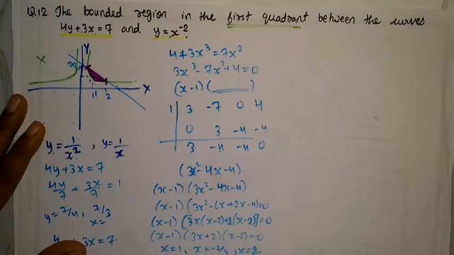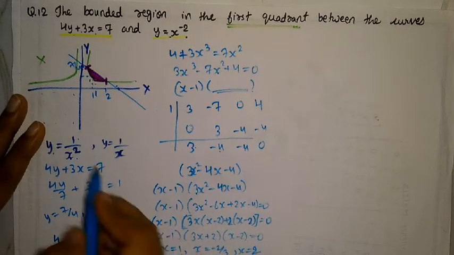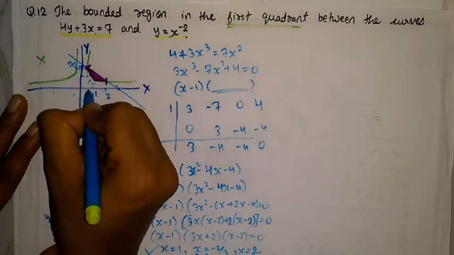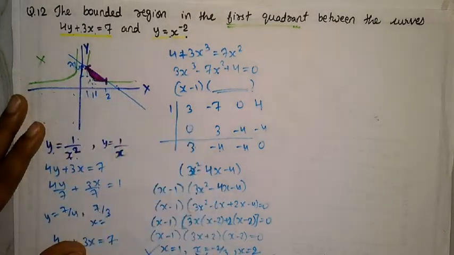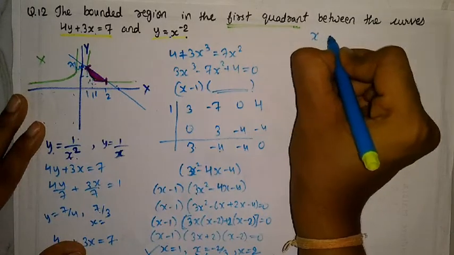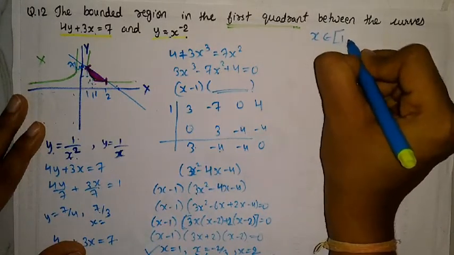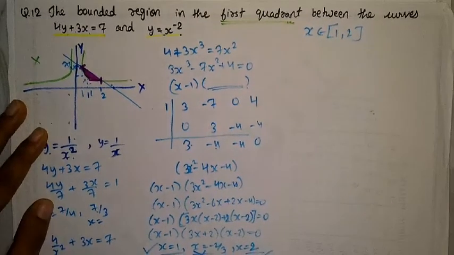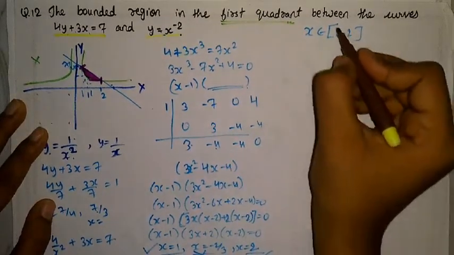These three are our roots. But we know that it lies in the first quadrant, so we have to ignore this one. So we have to take x is equal to 1, x is equal to 2. So we know the constant term of x is from 1 to 2. So now let's find the y term. Now we got the x term.